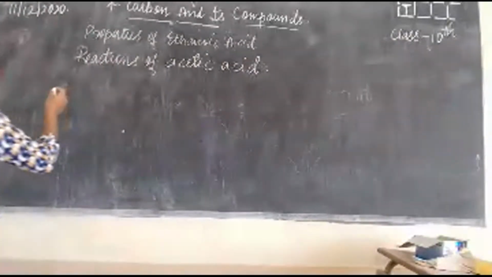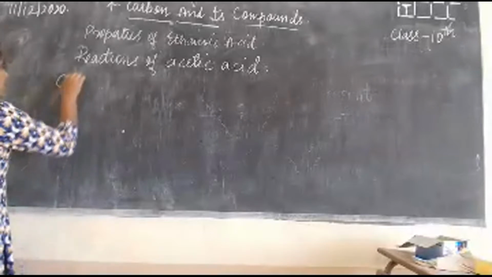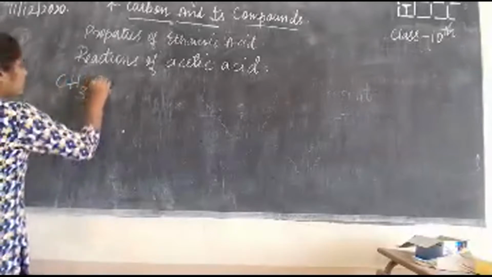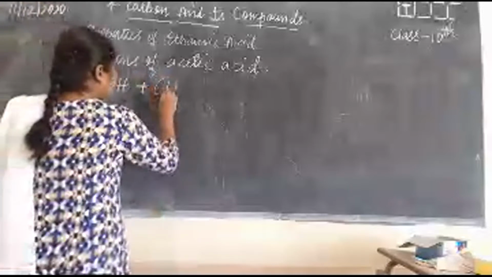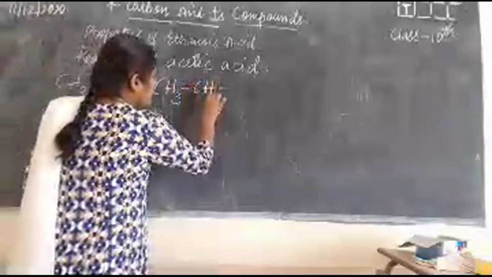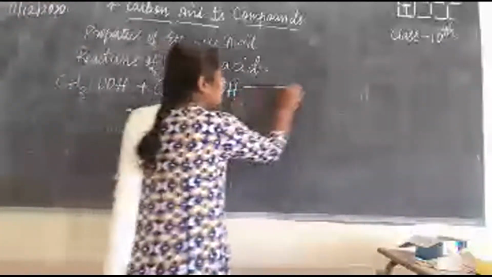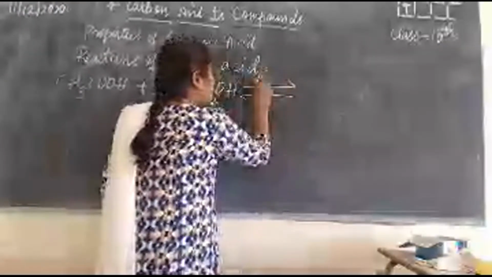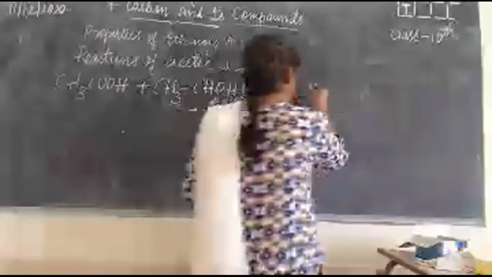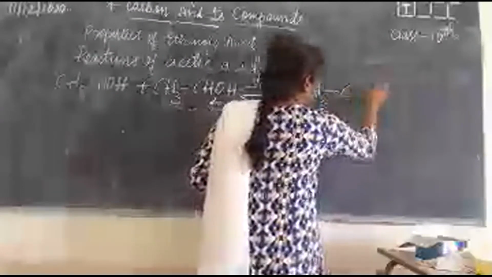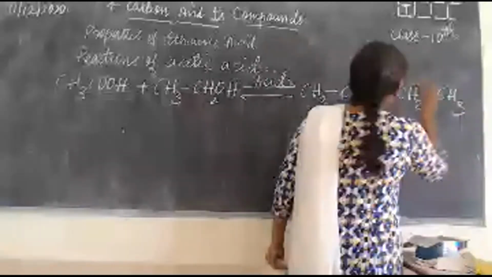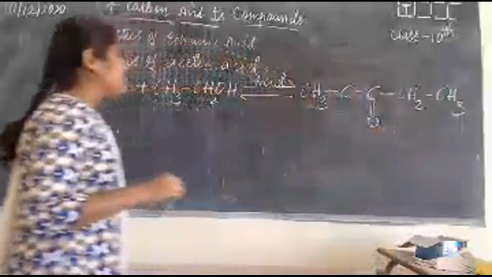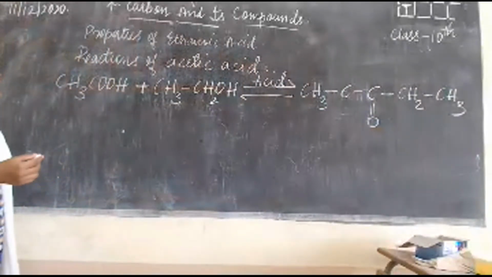So they have taken ethanoic acid, that is CH3COOH, plus this is the acid. Then they have taken ethanol, that is CH3CH2OH. So it is a reverse process. With the help of an acid, which acts as a catalyst, that is converted into ester. So this is the esterification. This process is called an esterification process.